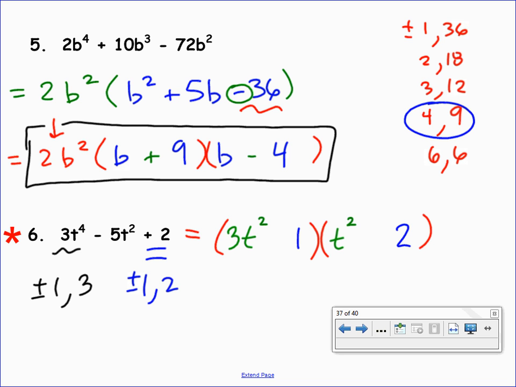t to the 4th. Right now, my outside is 6t squared. My inside is 1t squared. Initially, we think, oh, we can get to 5t squared, except for one problem. Are these going to be same signs or different in my binomials? They have to be same signs, so they must both be negative, which means that this placement, although initially promising, is wrong. This would give me minus 6t squared minus 1t squared is minus 7t squared, and that's not right.